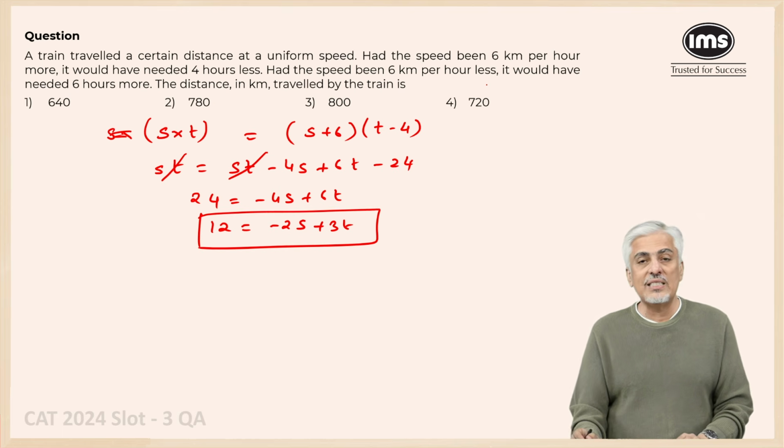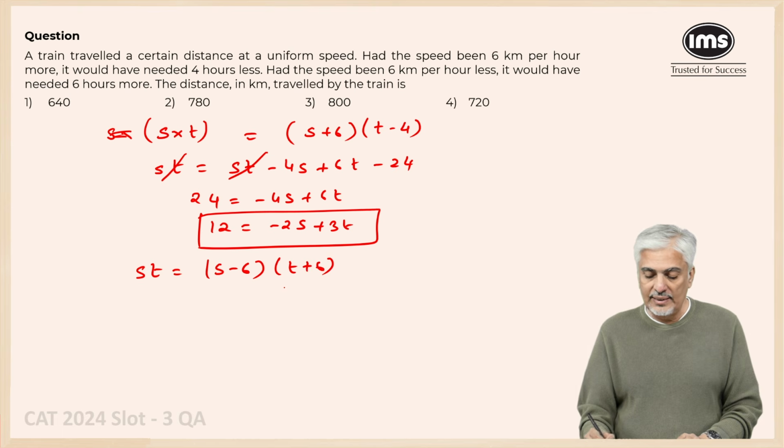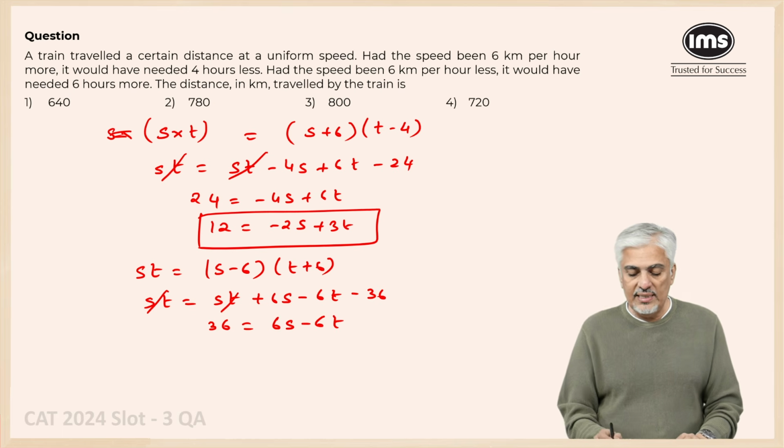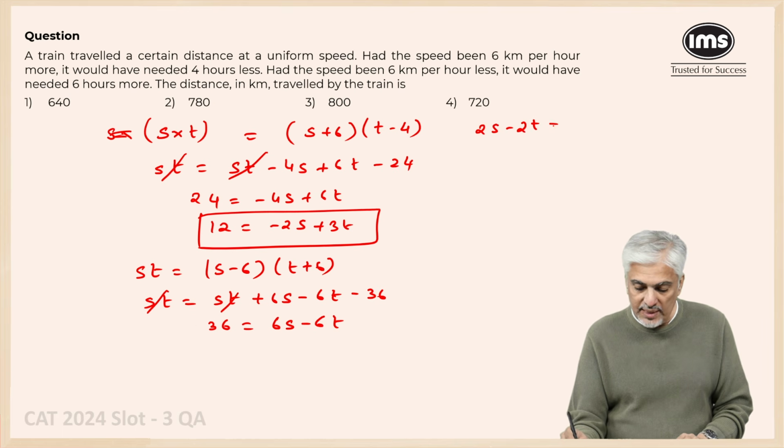Had the speed been 6 less, it would have taken 6 hours more. So again, st is equal to s minus 6 into t plus 6. So st is equal to st plus 6s minus 6t minus 36. st cut. So we've got 36 is equal to 6s minus 6t. So s minus t is equal to 6, or 2s minus 2t is equal to 12, because there is a negative 2s over here. Negative 2s plus 3t is equal to also 12.